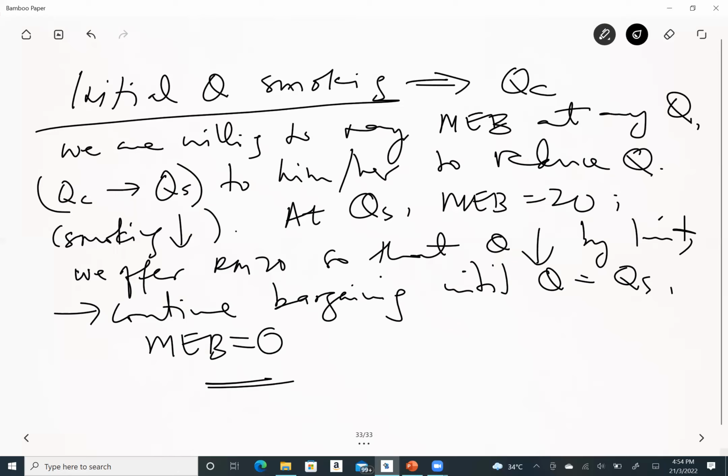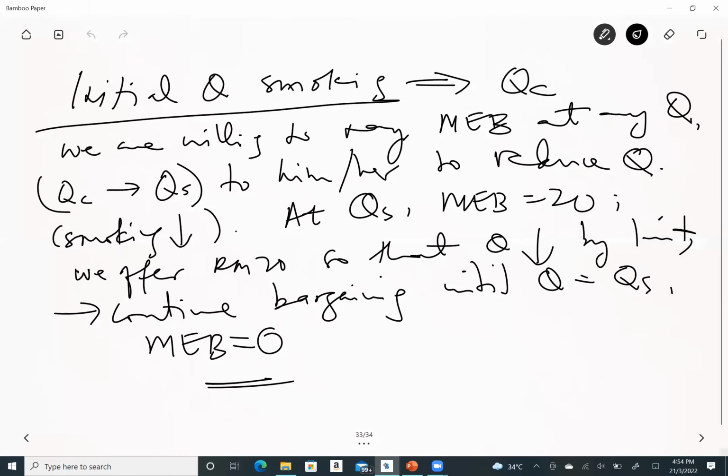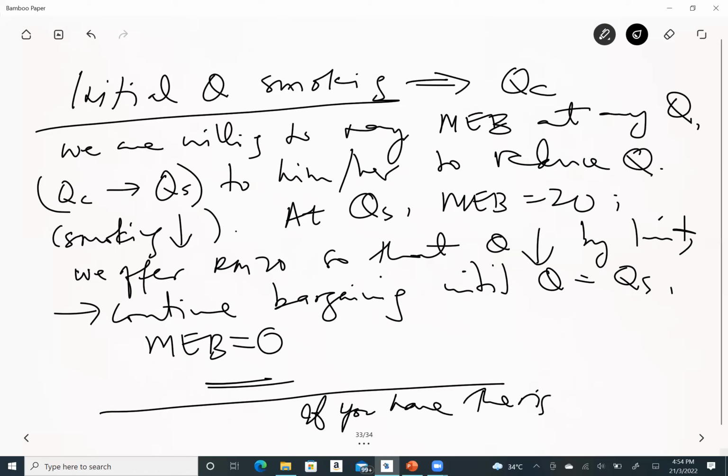You bargain, you give him money. That is the case if he has the right to smoke. Now the second situation: if we have the right to clean air, he has to offer you. If you have the right to clean air, where is the initial point? Where is the beginning point?